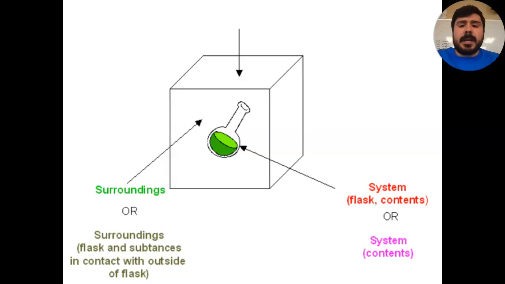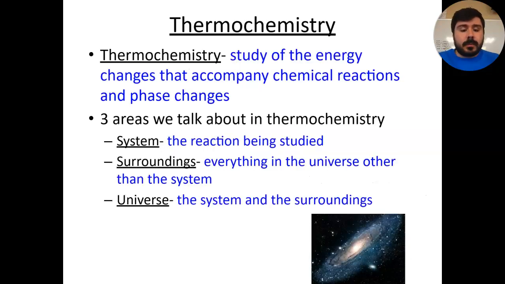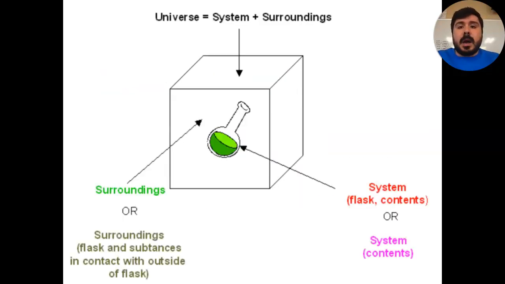So those are some things to keep in mind as we talk more and more about systems and surroundings. And again, the combination of both those things is going to be the actual universe. System plus surroundings equals universe.